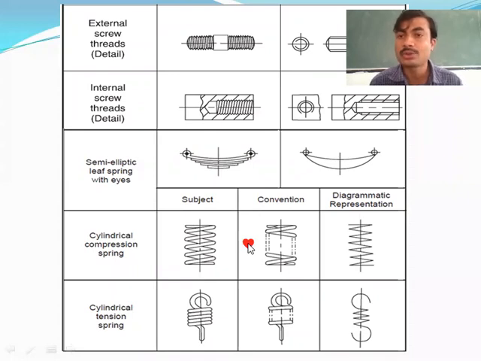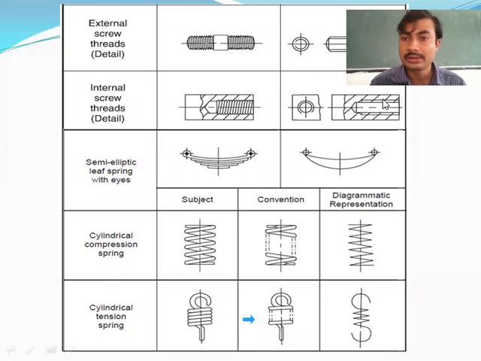Compression is nothing but, my dear students, applying the force in the pushing direction. That is known as a compression spring. Let us consider a spring. If you apply the force in the pushing direction, you are going to see the compression of the spring. Suppose instead of applying the force in the pushing direction, you apply the force in the pulling direction, then that is known as a tension spring. I'm going to denote that by the arrow mark. So this is the conventional representation of the cylindrical tension spring.